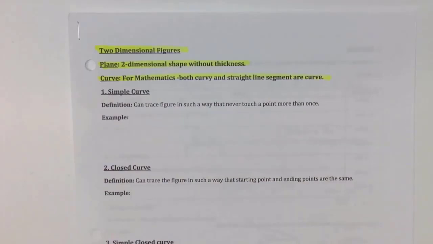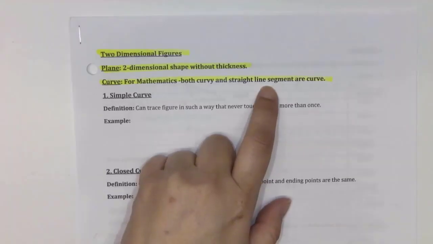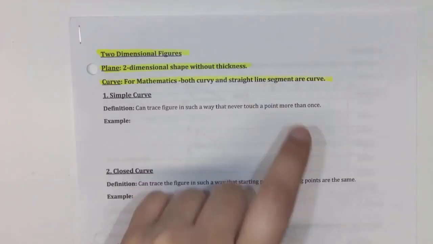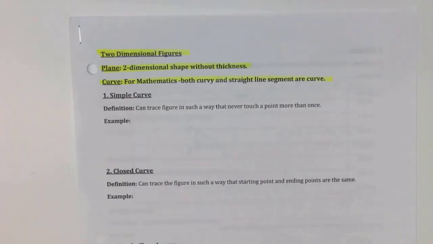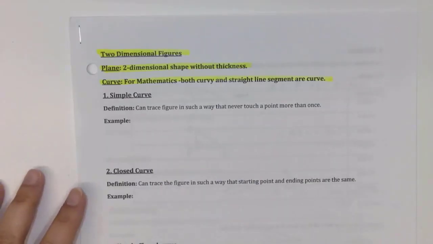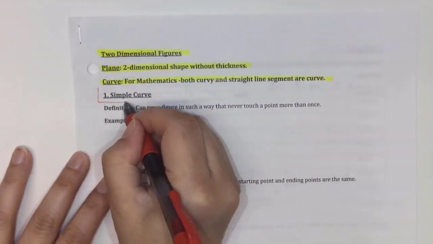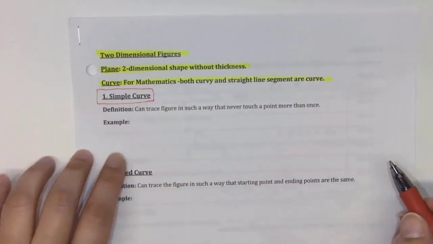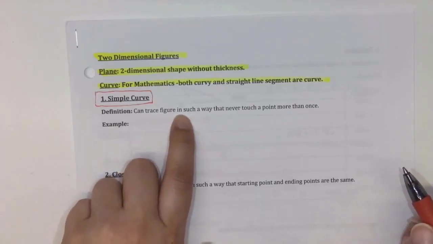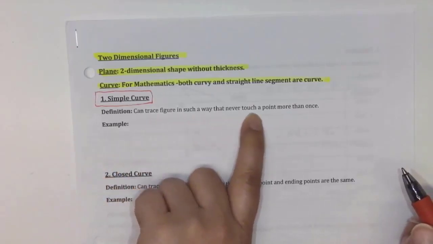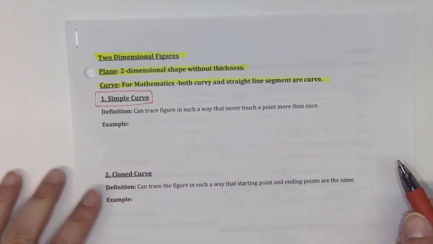In mathematics, curve can be any curve or straight line segment. Straight line segment has two endpoints, right? So the first one is the simple curve. For simple curve, the definition is you can trace it in such a way that you never touch a point more than once.